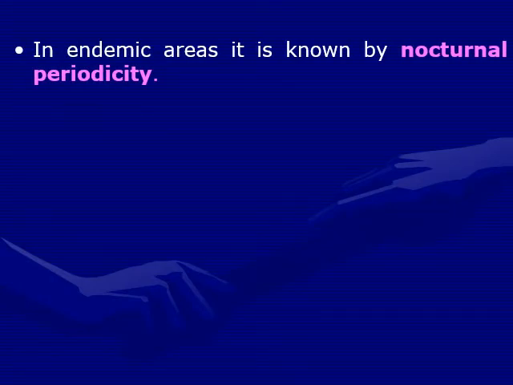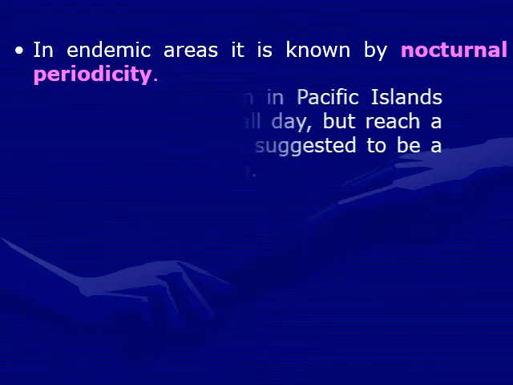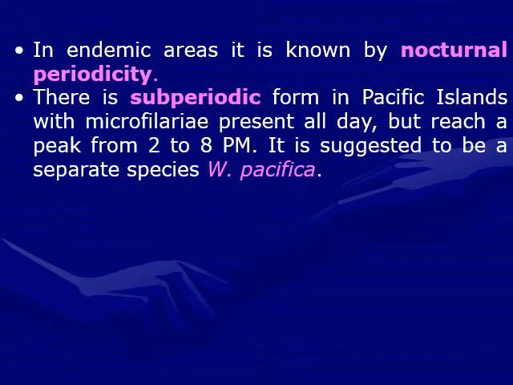In endemic areas, it is known by nocturnal periodicity, meaning that the microfilariae appear by night. There is a subperiodic form in the Pacific Islands where microfilariae are present all day but reach the peak from 2 to 8 p.m. It is suggested to be a separate species called Wuchereria pacifica, but till now it is a type of Wuchereria bancrofti which is subperiodic.